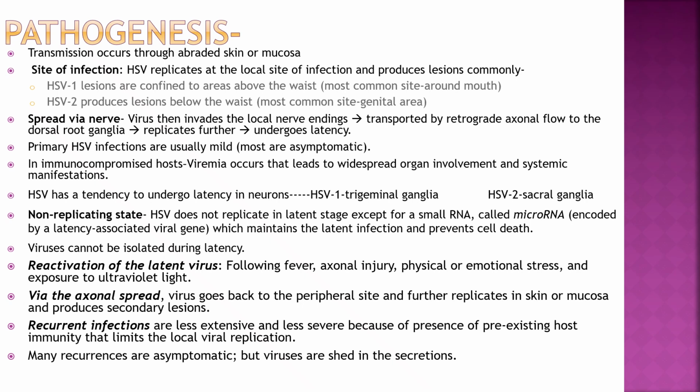Reactivation of the latent virus follows fever, axonal injury, physical or emotional stress, and exposure to ultraviolet light. Via axonal spread, the virus goes back to the peripheral site and further replicates in skin or mucosa and produces secondary lesions. Recurrent infections are less extensive and less severe because of pre-existing host immunity that limits local viral replication. Many recurrences are asymptomatic, but viruses are shed in the secretions.